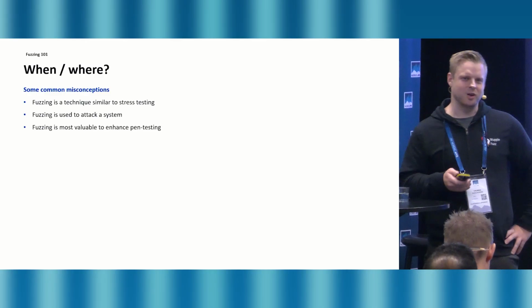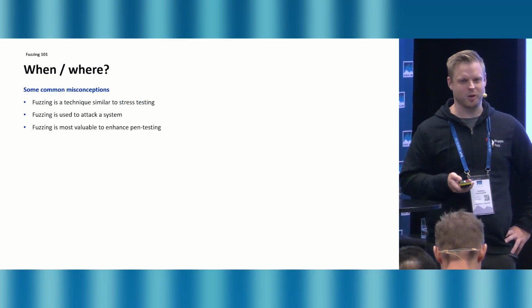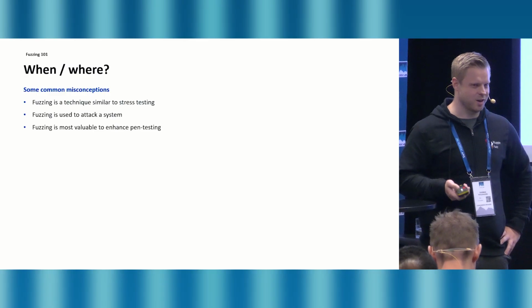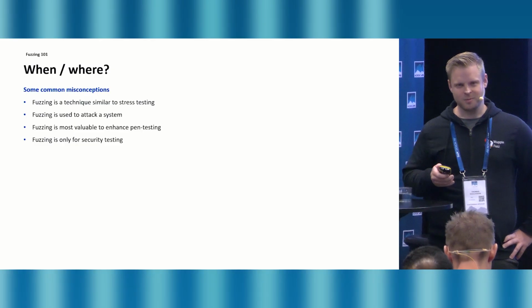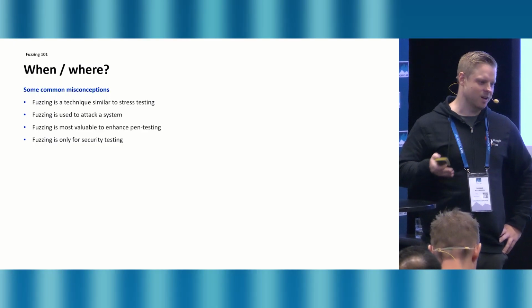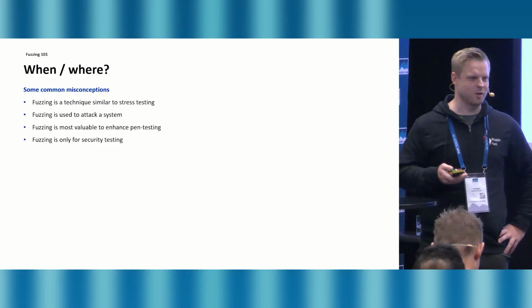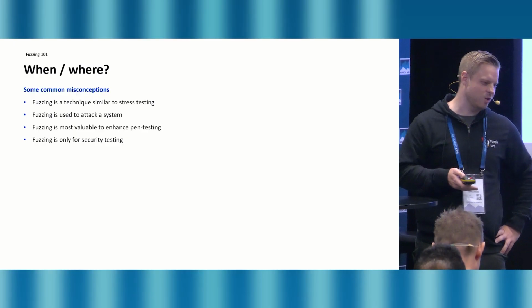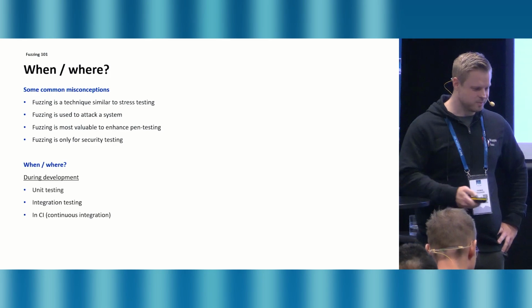It's therefore also not only valuable to pen testing, but it's also very valuable for developers to apply fuzzing and strengthen the application. And it's also not only used for security testing. It originates from security testing, I would say, but it also helps in improving the reliability in general of the application, because many things are unhandled, might not be exploitable, but still hinder the reliability of your application.